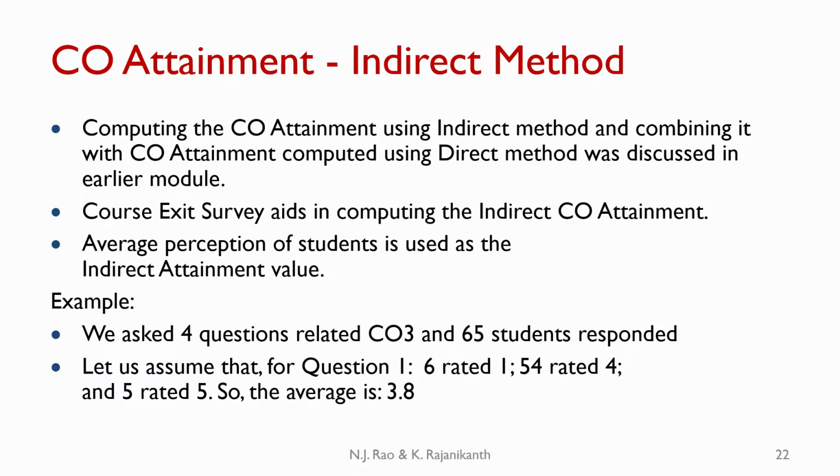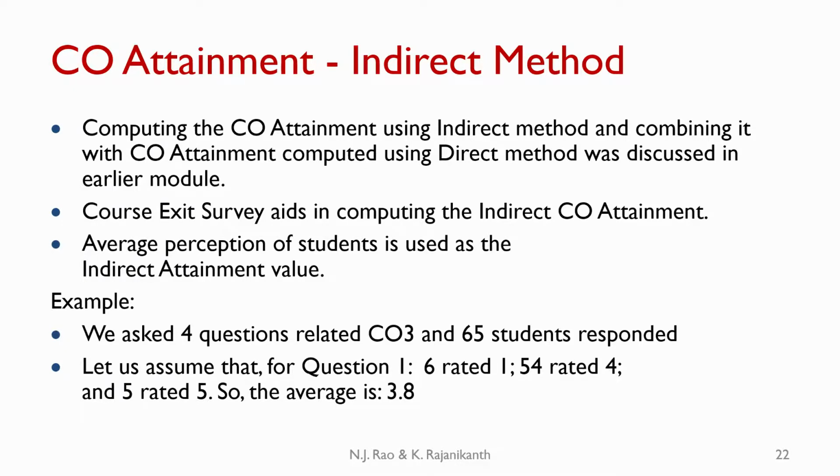So, computing the indirect attainment can be based on the course exit survey data. The course exit survey aids in computing the indirect attainment, particularly when questions are asked specific to COs. This is essentially the average perception of students, and that is used as the indirect attainment value. For example, assume that there were 4 questions related to one specific outcome, CO3, in a course and 65 students responded.